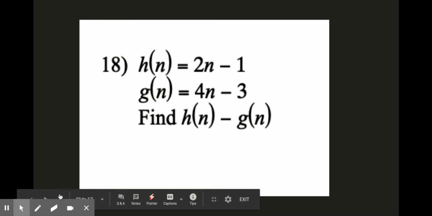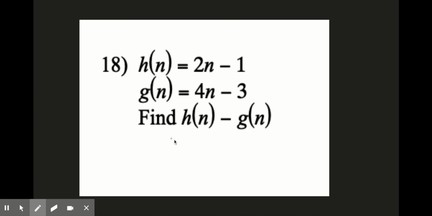Are you able to write new rules? It's tough. I think people do better when there's a number in there. They don't like these, and I don't blame them. But what I'm asking you to do is think about this equal sign. What does an equal sign mean? It means you can substitute. If h of n is equal to this, when I see h of n, why don't I just substitute in that? When I see g of n, why don't I just substitute in this?